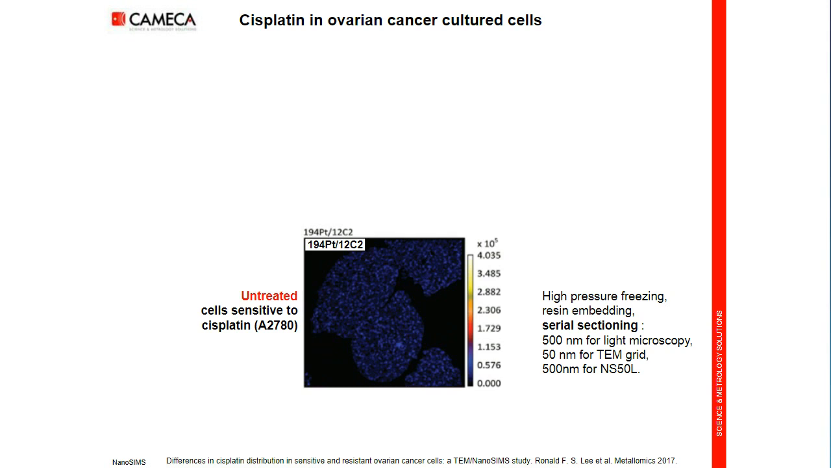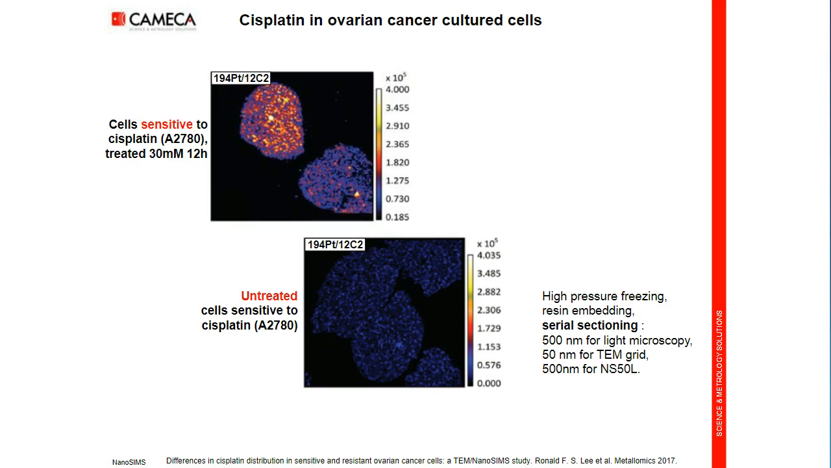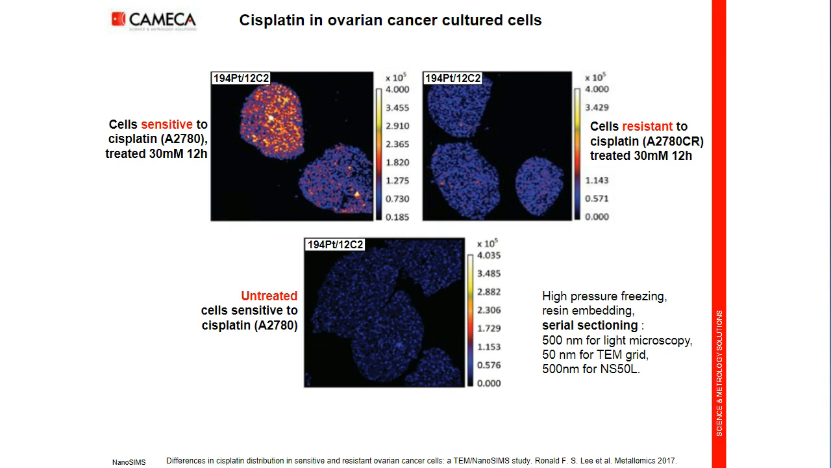So we see the platinum level normalized by the carbon of the section of sample, and it can be compared to a cell, same line, sensitive to cisplatin, that has been treated this time with cisplatin, and immediately we see variation of intensity in the color scale of the platinum inside the cell. It can be compared to cells of another cell line, the A2780CR, so cells resistant to cisplatin, where we can clearly see a much lower level of cisplatin or platinum inside the cells.